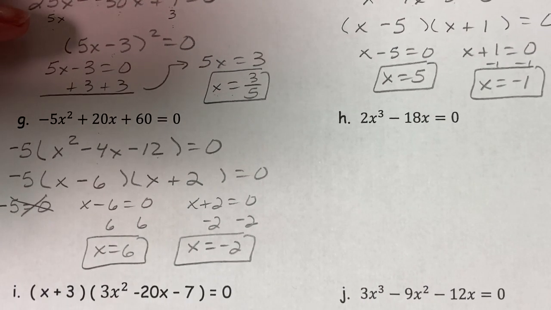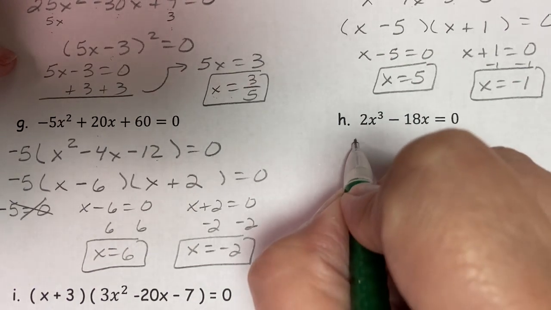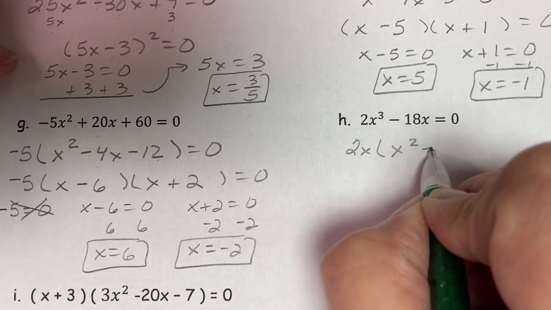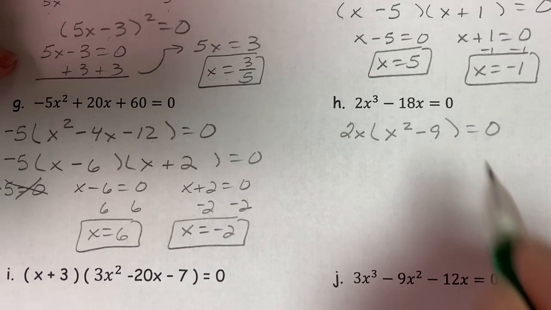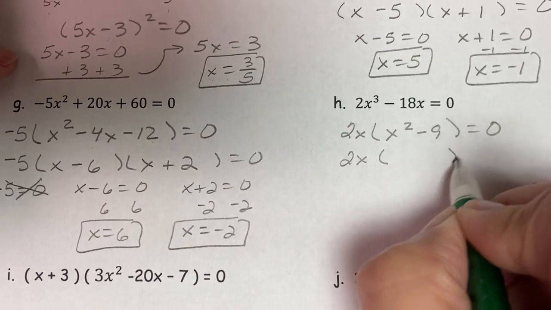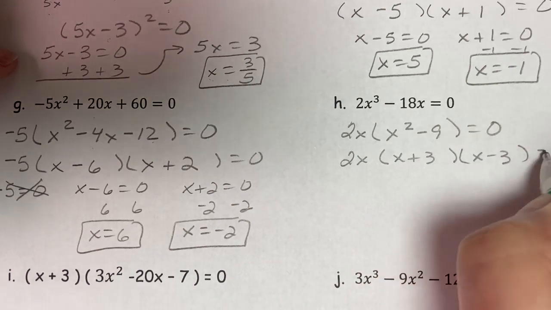All right, let's keep going. Let's look at H. Well, notice it's already set equal to 0, so that's nice. There's no moving around, so it's just a matter of factoring. Does everybody notice that there is a GCF, a greatest common factor? I can factor out a 2x, which will leave me with x squared minus 9. This factors as a difference of squares. So remember, it factors into x plus 3 times x minus 3.